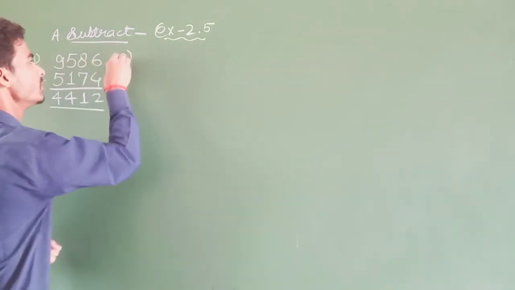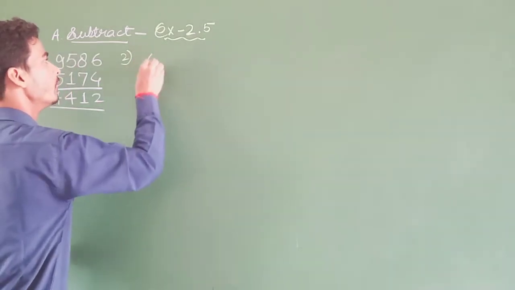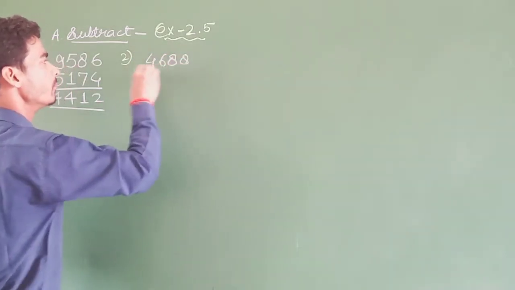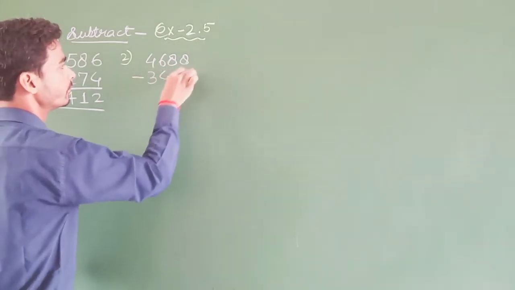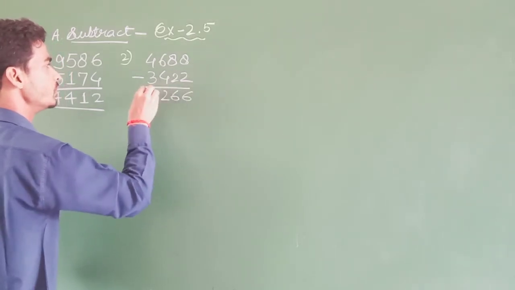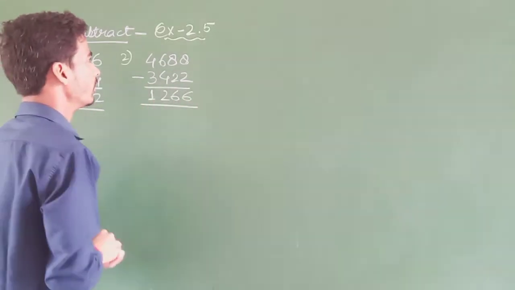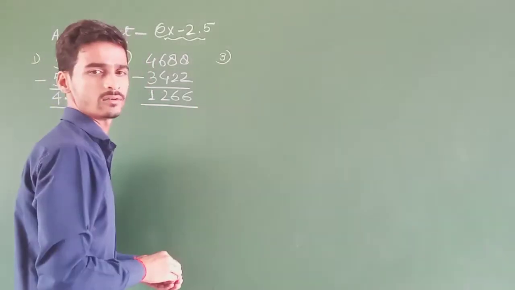And question number 2 is 4688 minus 3428. 8 minus 2 is 6, 8 minus 2 is 6, 6 minus 4 is 2, 4 minus 3 is 1. Okay, now next question, question number 3.